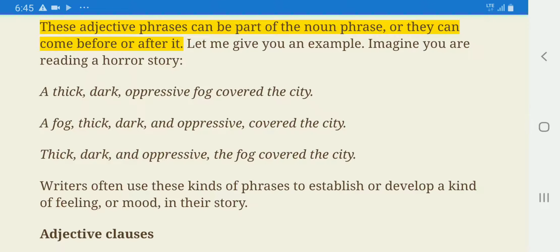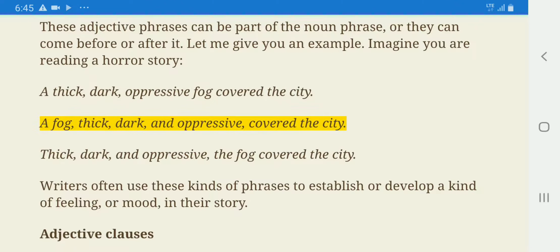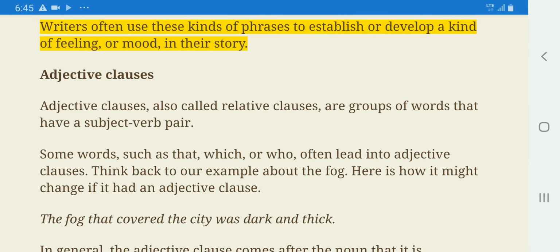Sometimes adjectives appear as phrases, groups of words. These adjective phrases can be part of the noun phrase, or they can come before or after it. Let me give you an example. Imagine you are reading a horror story. A thick, dark, oppressive fog covered the city. A fog, thick, dark, and oppressive, covered the city. Thick, dark, and oppressive, the fog covered the city. Writers often use these kinds of phrases to establish or develop a kind of feeling or mood in their story.